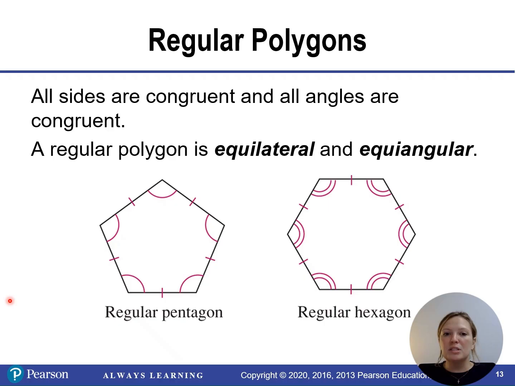When all sides are congruent and all of the angles are congruent in a polygon, we get a regular polygon. That means all of the side lengths are the same and all of the angle measures are the same. So we say that a regular polygon is equilateral, meaning same sides, and it's also equiangular, meaning same angle measures. This is an image of a regular pentagon and an image of a regular hexagon. So a 5-sided regular polygon and a 6-sided regular polygon.